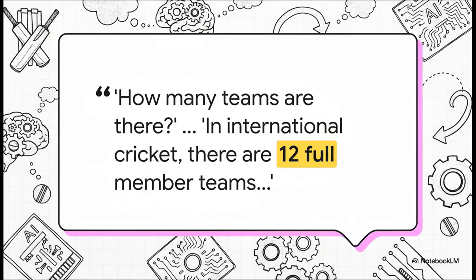But an agent with memory? Now it remembers the previous question. When you ask, "How many teams are there?" it knows you're still talking about cricket and it gives you the right, context-aware answer. That is the power of memory. It's what makes a conversation feel intelligent and actually useful.